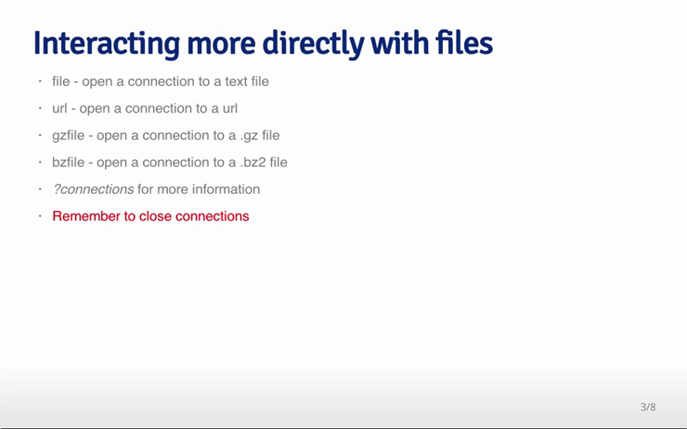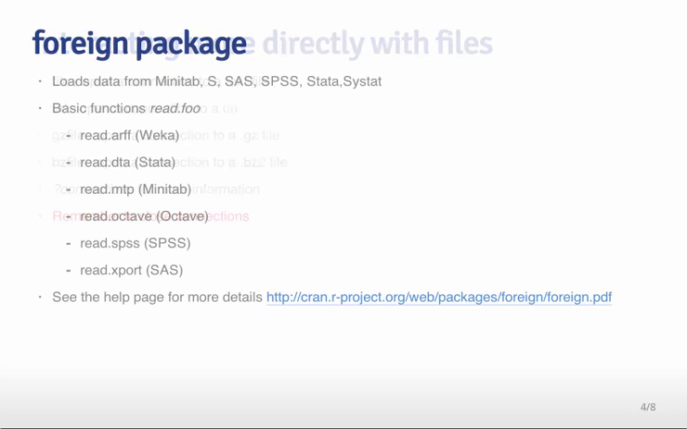If you want to interact directly with files, we've seen how to use url in the Getting Data lecture so far, but you can also use the file function to access a connection to a particular file that's already on your computer. You can also use gzfile and bzfile to access zipped files that might land on your computer. And if you type question mark connections, you can learn a lot more about opening connections to files both locally and remotely.